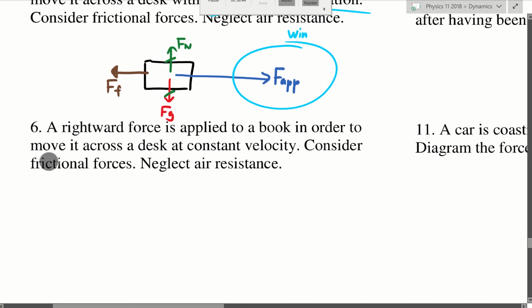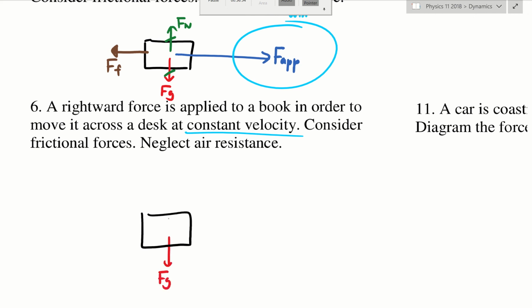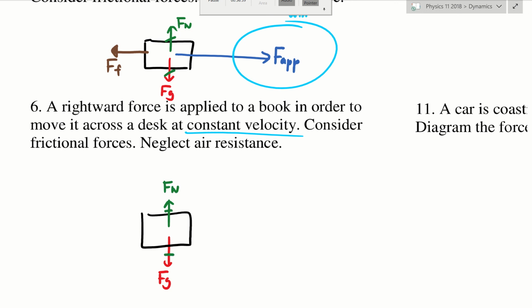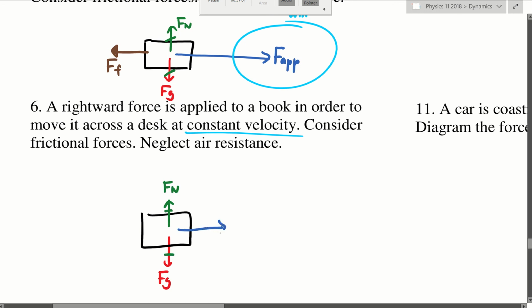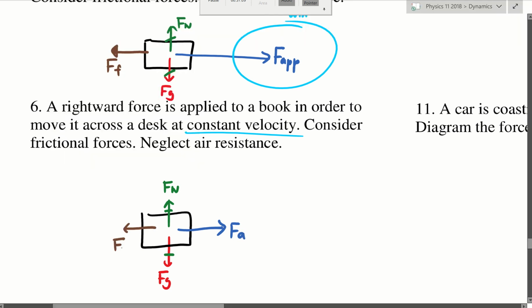Now, next one, same exact question except that it is at constant speed. In this case, if the question demands that we have constant speed, then we no longer can play the game of one side winning and one side losing. So we will have to say that they are equal to each other. So I would say applied force Fa goes this way, but then friction goes the other way, and friction is the same as the applied force. So they should be the same length. Let me make sure that they are the same length. There you go, they're roughly the same length. You know what I mean.